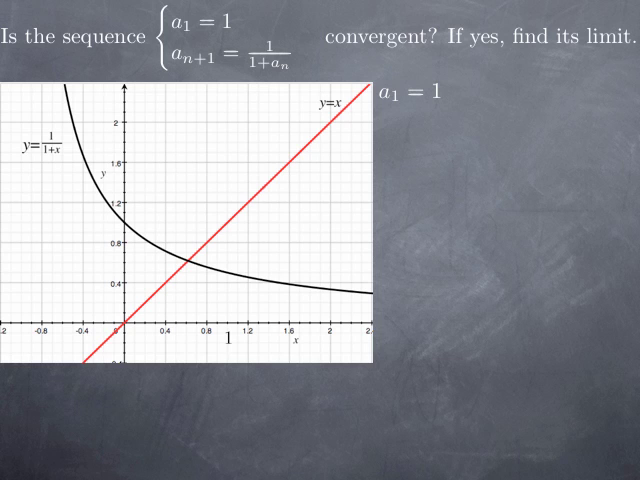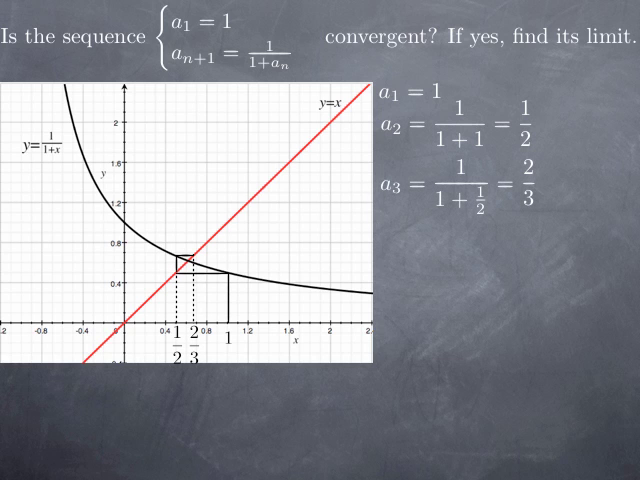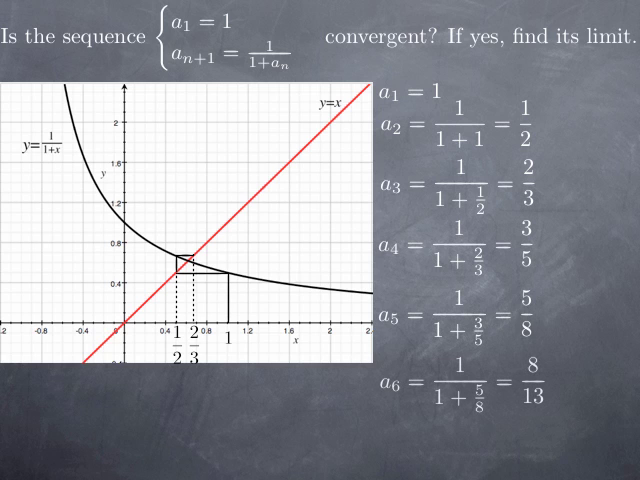We start with a1 is 1 and then we plug that inside the function 1 over 1 plus x. We get 1/2, and then I plug 1/2 inside the function and we get 2/3, and we can keep going this way. If I plug 2/3 inside my function, I'm going to get 3/5, and that's the value of a4. And if I plug this 3/5 inside the function, I get a5, which is 5/8. And one more term, a6 in this case, is the image of 5/8, which is 8/13.